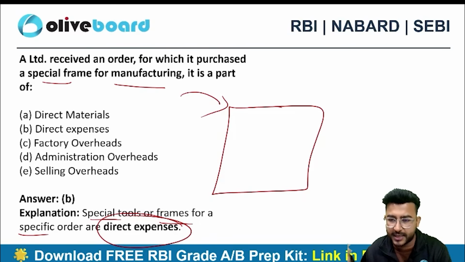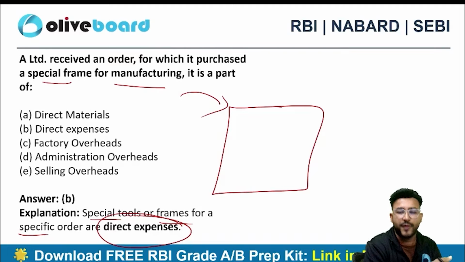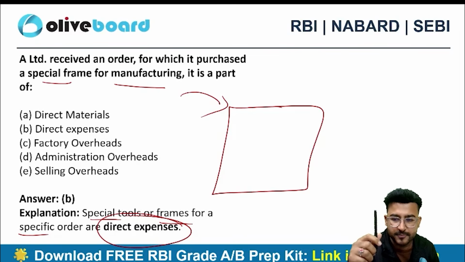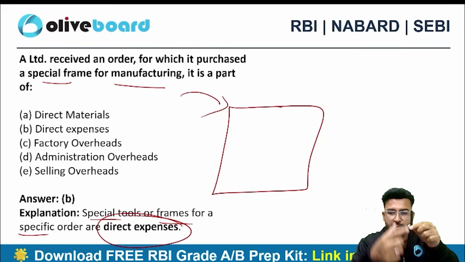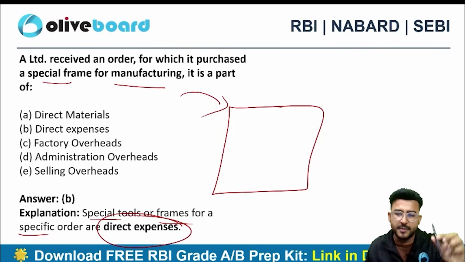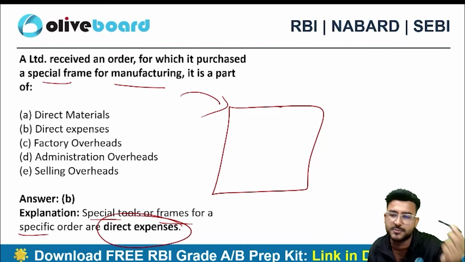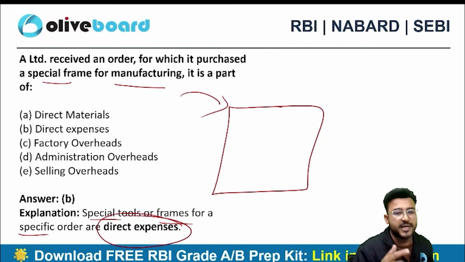Sir, why not direct material? Because I am not using this frame for the manufacturing of that. Let's suppose I'm manufacturing this pen. This is not plastic, this is a frame which will be used for the manufacturing of this particular pen, maybe to give it a special shape, right? So it becomes more related to direct expenses. This is not plastic or ink or nib of this pen.